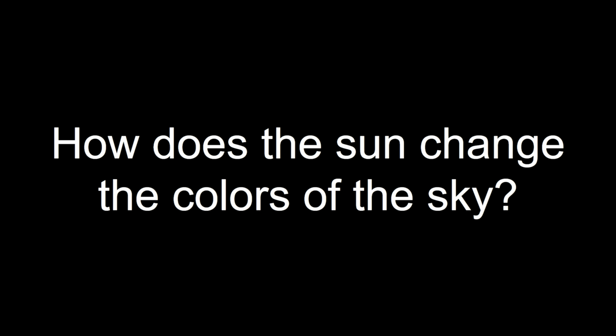At the beginning of every morning and the end of every evening, the sun creates a radiant show of colors in the sky. But how does the sun change the colors in the sky? The answer lies in the atmosphere scattering the light from the sun.